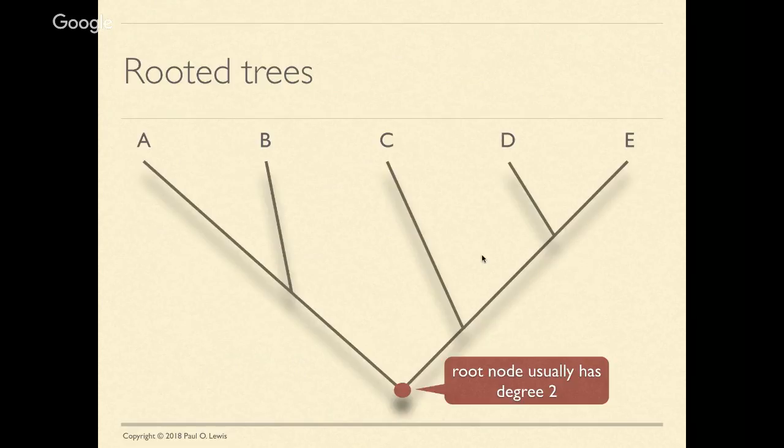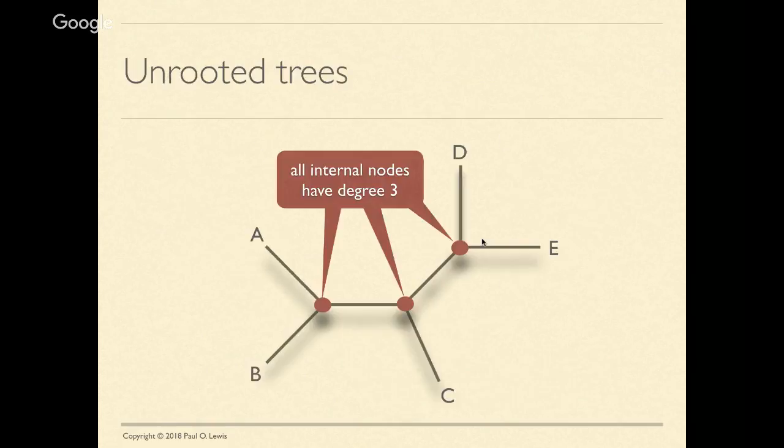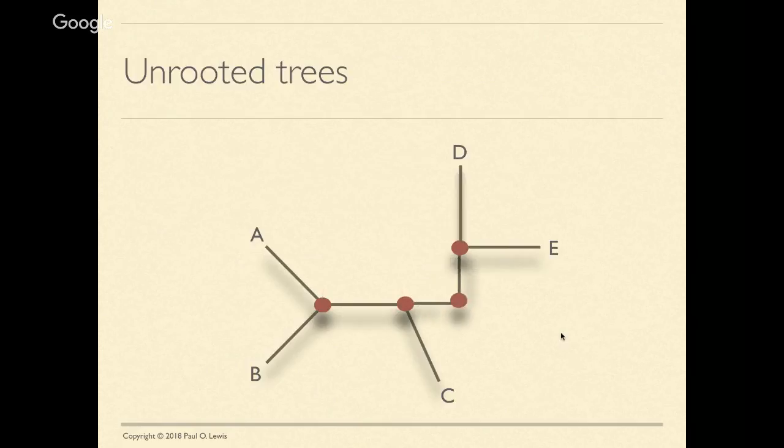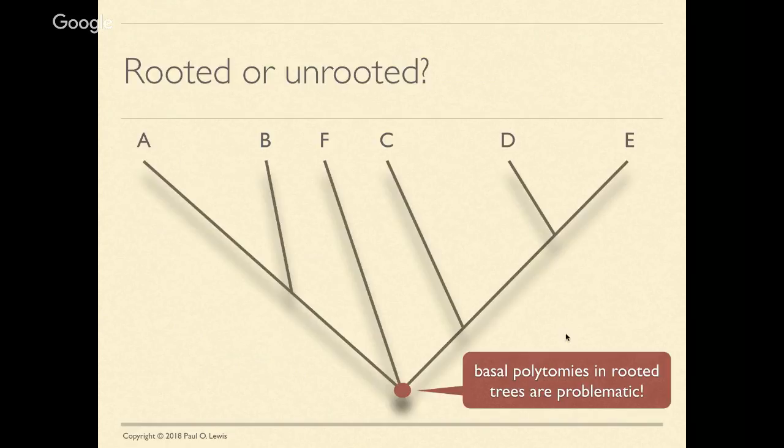Rooted trees: a tree is said to be rooted if there's a node of degree 2 that represents the most recent common ancestor to all the taxa included in the tree. Unrooted trees have no degree 2 root node, but any unrooted tree can be rooted by inserting a node into any edge. So for example, if we insert a node into this edge here, we can get a rooted tree that looks like this. Is this tree rooted or unrooted? This is kind of a trick question because the answer depends on whether the tree is binary.